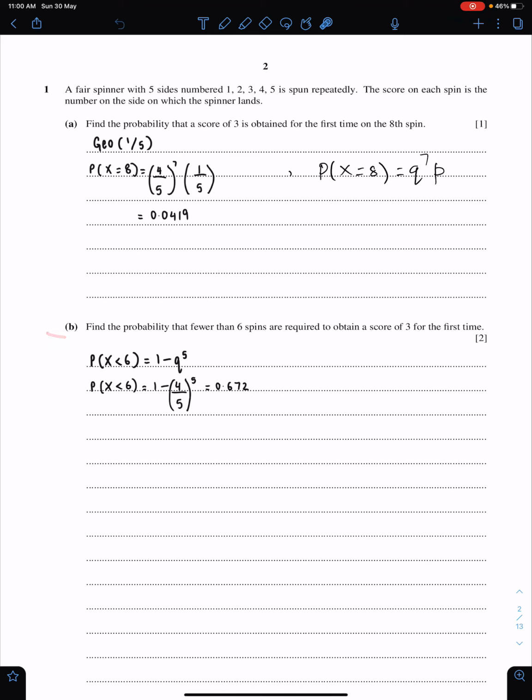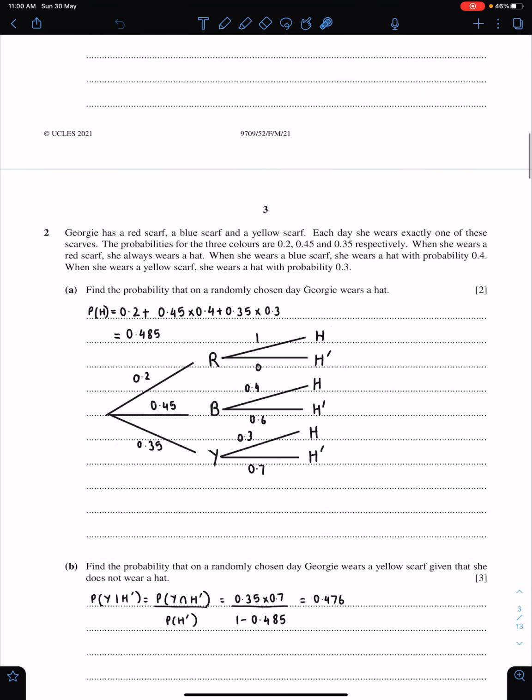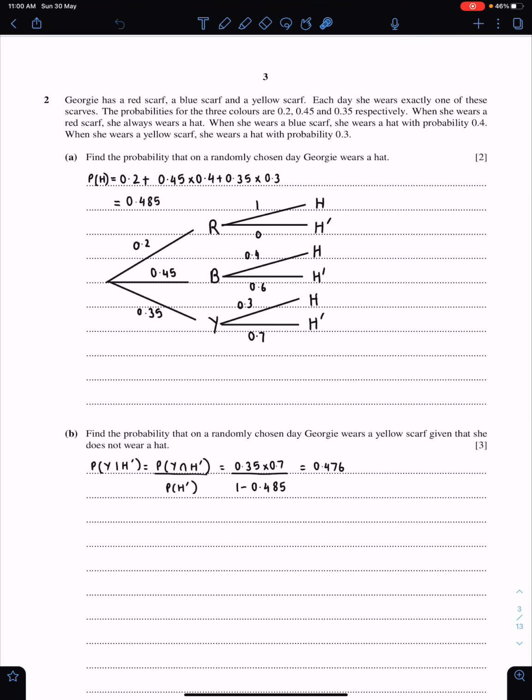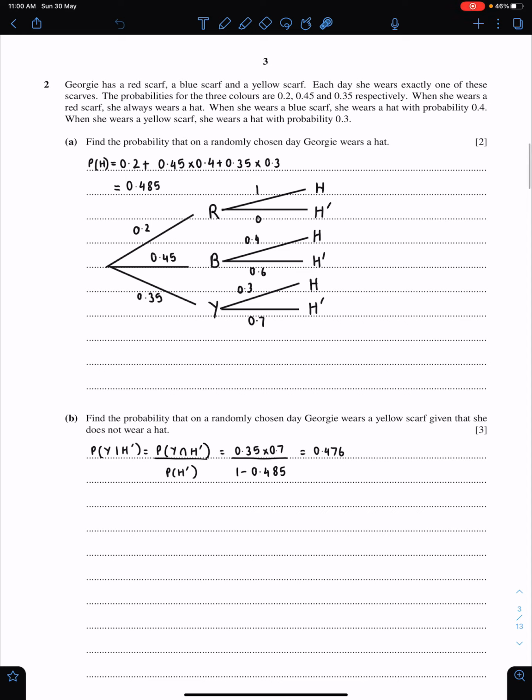Part B. Find the probability that fewer than 6 spins are required to obtain a score of 3 for the first time. This is the formula for fewer than 6: 1 minus q to the power 5. So 1 minus (4 upon 5) to the power 5. Give your answer up to 3 significant figures. You must be good at the formulas of geometric distribution.